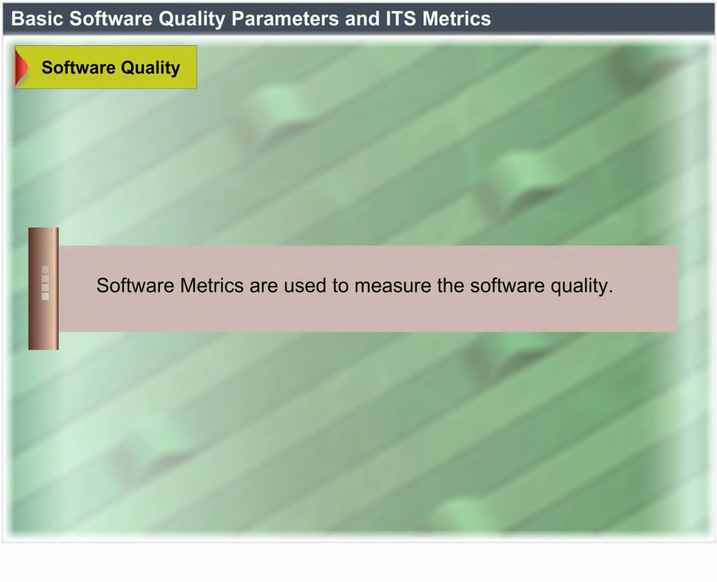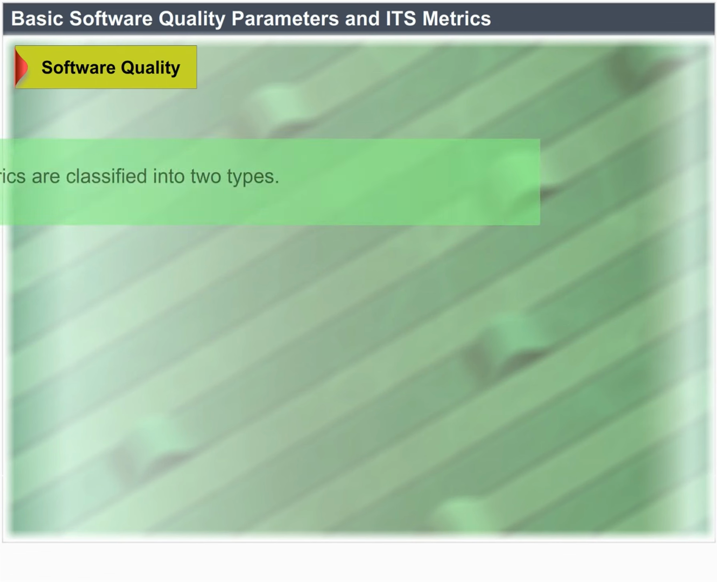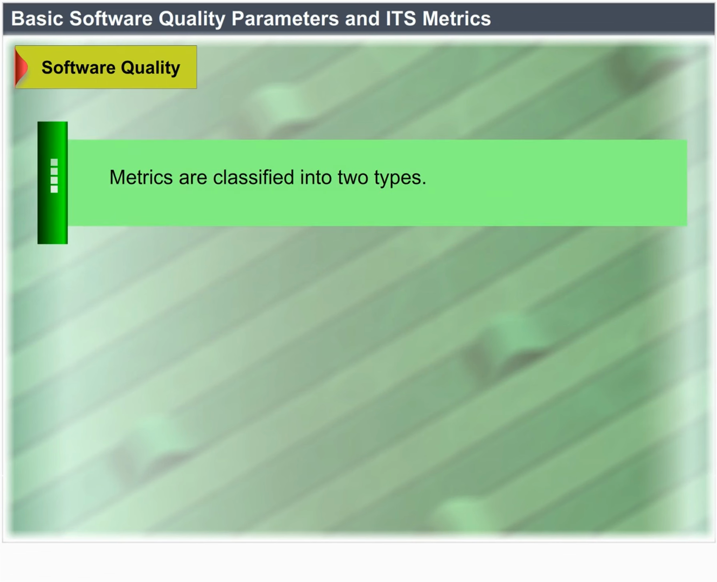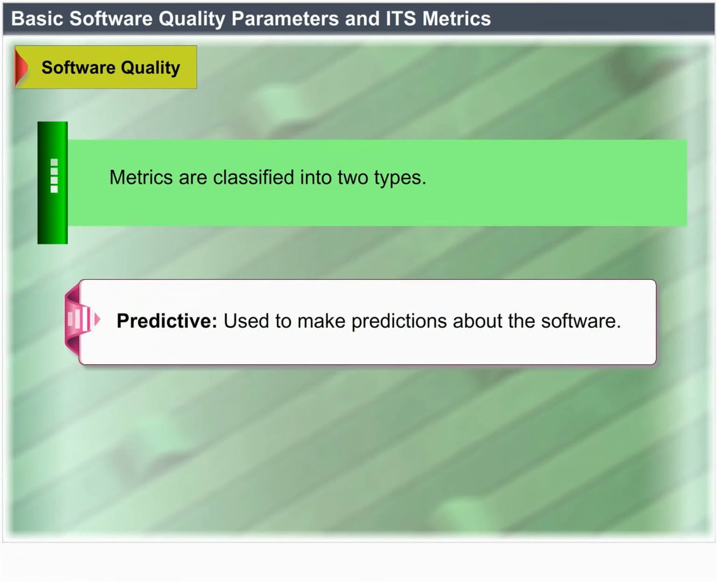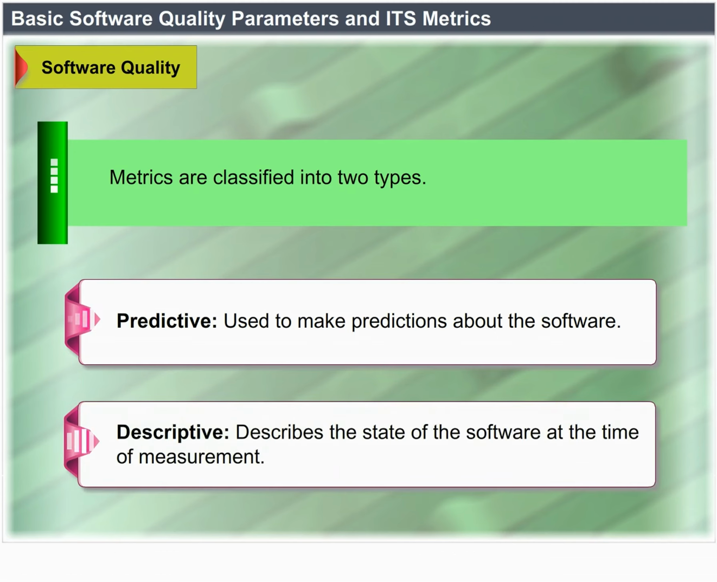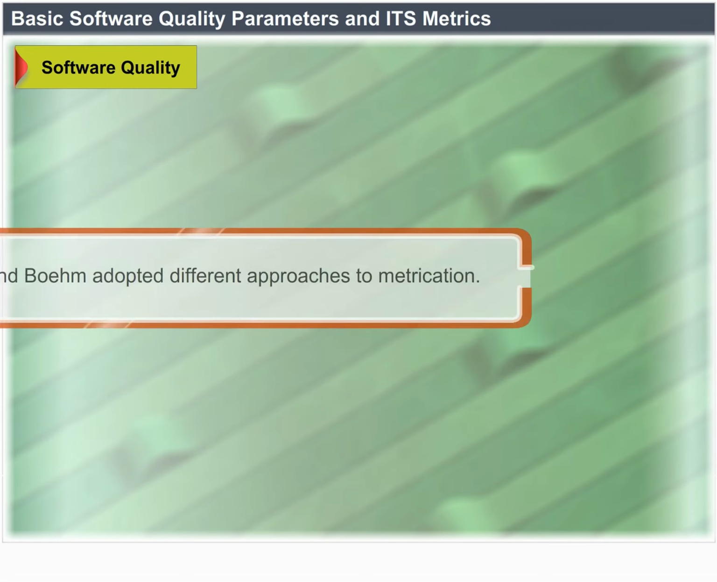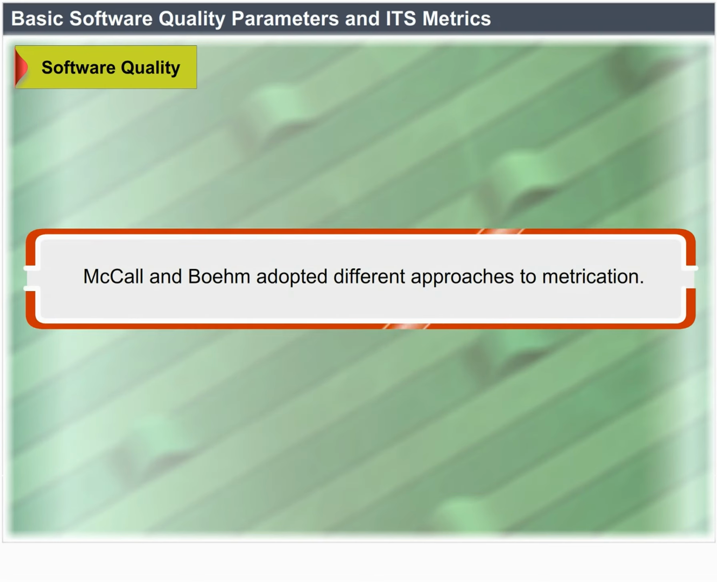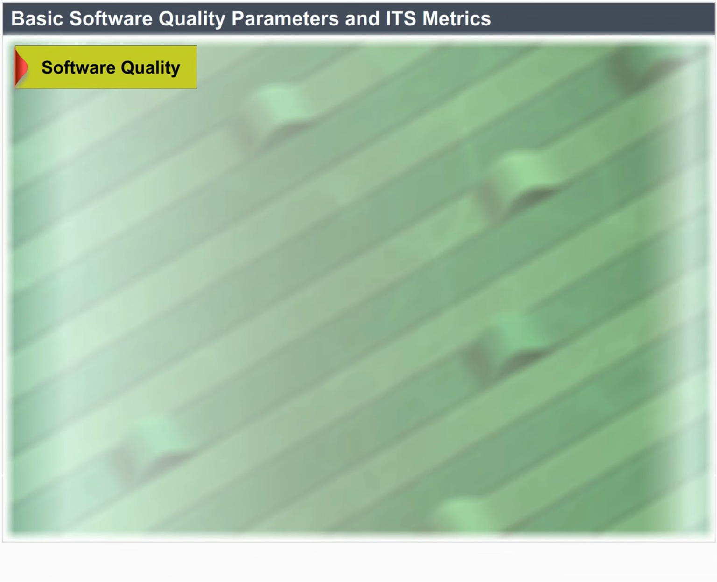Software metrics are used to measure the software quality. Metrics are classified into two types. 1. Predictive, used to make predictions about the software. 2. Descriptive, describes the state of the software at the time of measurement. McCall and Boehm adopted different approaches to metrication.